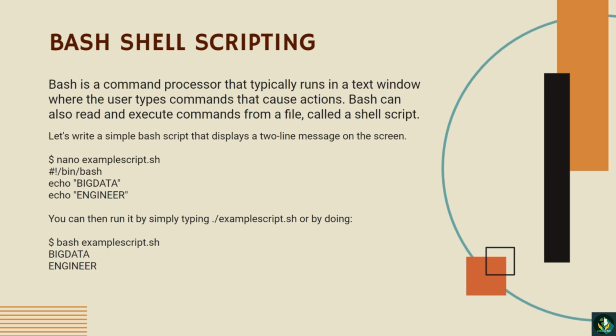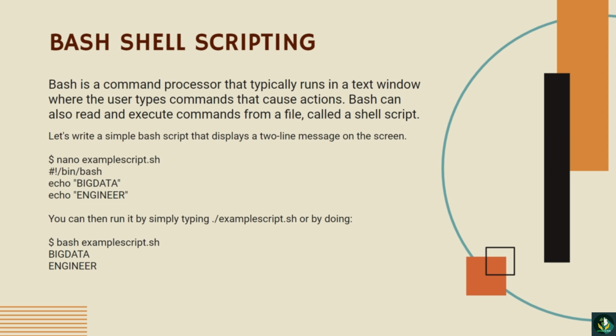Then we will write 2 things. One is echo big data. On the new line we will specify echo engineer. So in return the result will be big data engineer displayed on 2 different lines. You can then run it by simply typing ./example_script.sh or by doing bash example_script.sh, and big data engineer will be displayed on the screen.